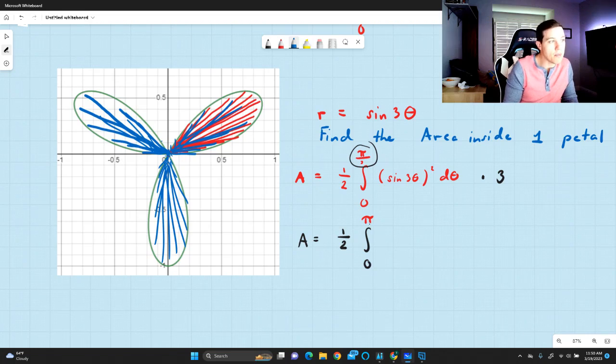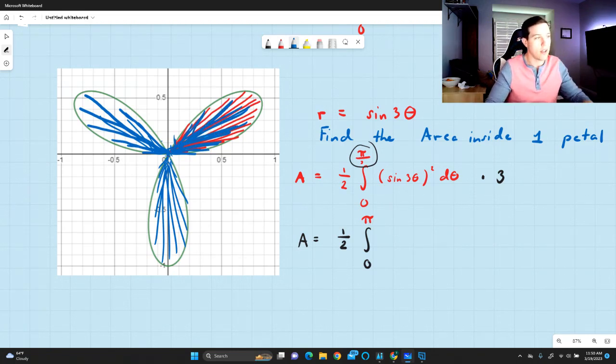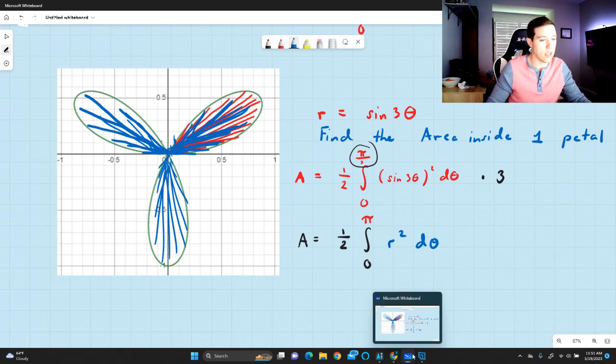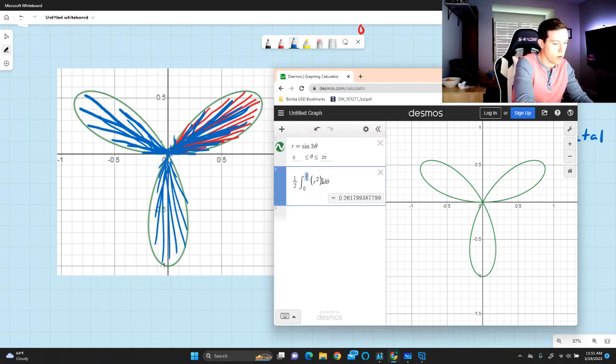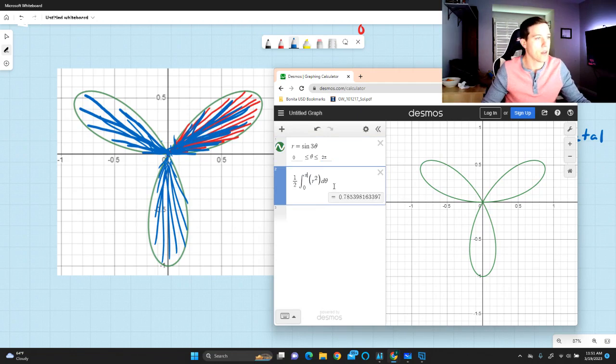If you keep going and make the bound 2 pi, you're going to start doing the same area you've already got, and you're going to get double the answer you want. So that's the hardest part, is getting these bounds correct. So in this case, it really was 0 to pi, and that's the thing you're going to hear me say a lot. You have to just test your bounds when you're doing this with your calculator. So when we go to pi, bam, we got 0.785.